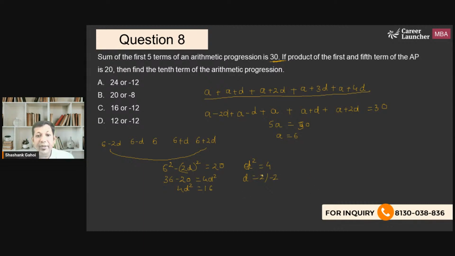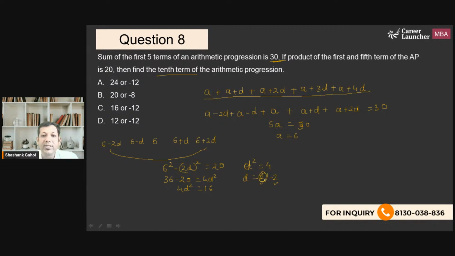Now, if D is plus 2, I'm going to get some other answer. If D is minus 2, I'm going to get some other answer. Okay. Question is talking about 10th term. So basically there are two possible answers. And if you see, all the options have two possible answers. Now, which D do I need to pick? Should I pick 2 or should I pick minus 2? I am definitely going to pick 2.